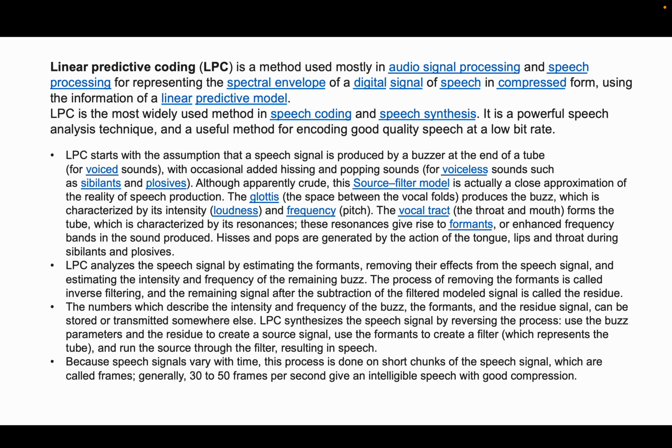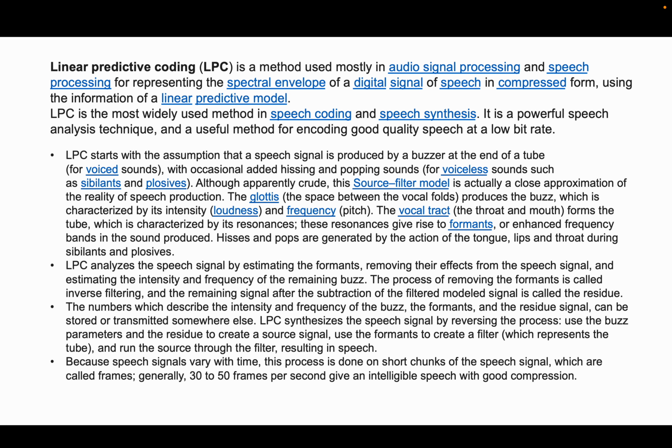And they're sounds that are made without the vibration of the vocal cords. So the source filter model is a pretty good approximation of the reality of speech production. The space between the vocal cords produces a buzz characterized by its intensity and its pitch. And then the vocal tract, meaning the throat and the mouth, forms the tube, which is characterized by resonances. The resonances give rise to formants or enhanced frequency bands in the sound produced, and then hisses and pops are generated by the action of the tongue, lips, and throat during certain forms of speech.